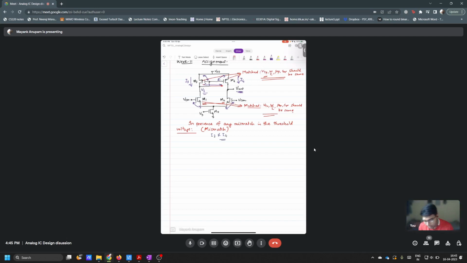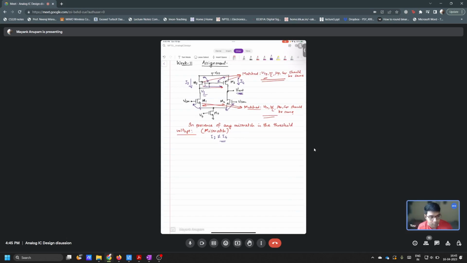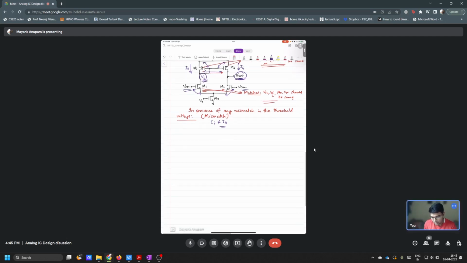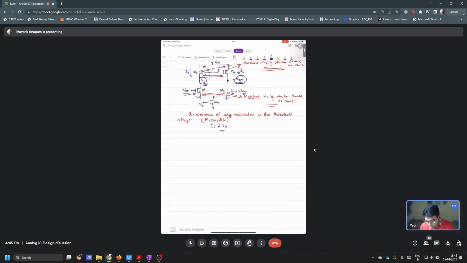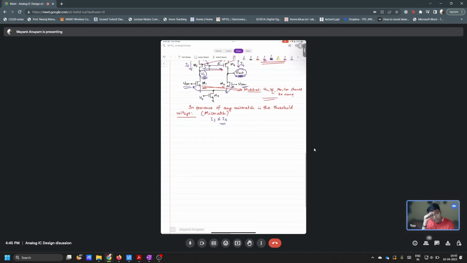Yes, sir. Correct. Now what do you think is the immediate result of this? When I3 and I4 are not equal, this V out will not be equal to V1, right? Even when there is no signal present, even when there is only VCM here, V1 and V out will not be the same, correct? Yes, sir.